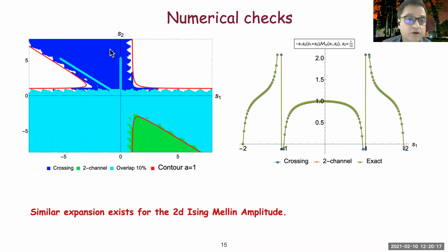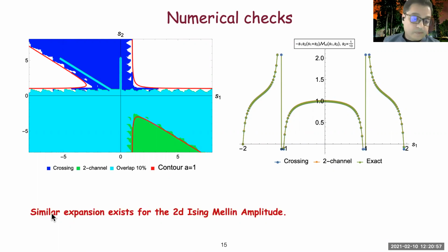You ask where on the real S1, S2 plane does this representation give you a 10% agreement with the actual answer? And you will see that it gives you a 10% agreement in a lot of region. And you can also ask where does the two-channel representation or the fixed T representation give you a nice agreement. That gives you an agreement somewhere also. And there's some region where they overlap. There are also regions where they don't overlap. And you can do some other explicit checks. You'll see that the agreement is very nice. It agrees very well with the exact answer as well as the crossing symmetric answer.